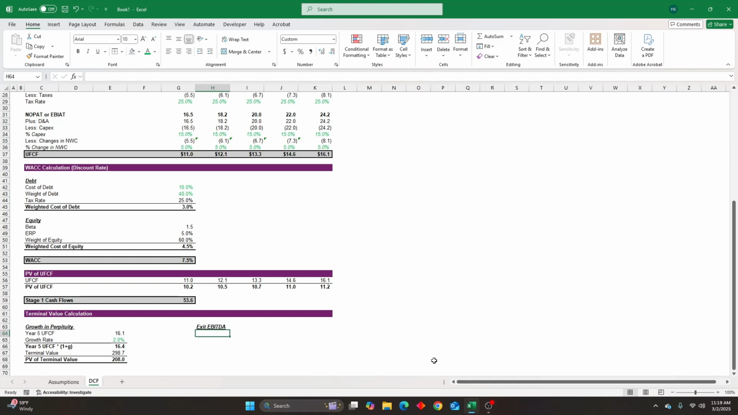For the exit EBITDA approach, it's a little bit different. It's similar to if you've seen any of the LBO videos I've done, where you calculate the enterprise value of the terminal value using an exit multiple. So things will trade off multiples of EBITDA. And so in this case, we'll have our exit multiple, which we'll link back to.